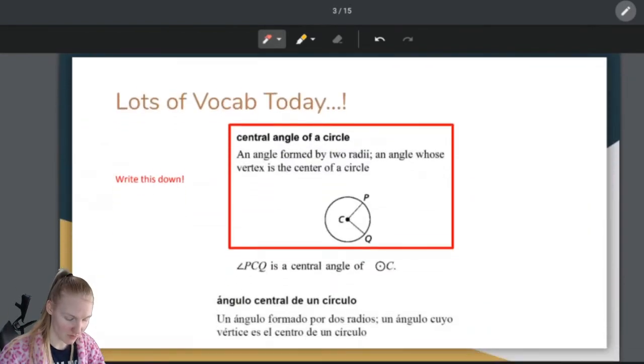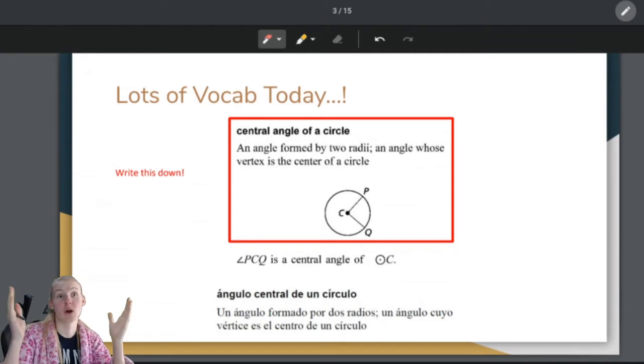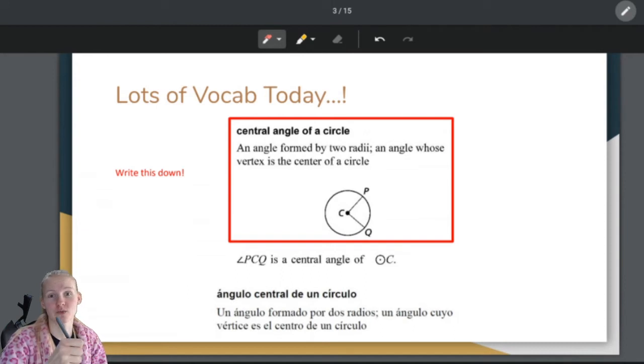With some vocab. We are going to have quite a bit of vocab today. If we were here in person, I would just print them all out for you, but not here in person. So, if you want to print these out, go for it. Otherwise, please write it down.